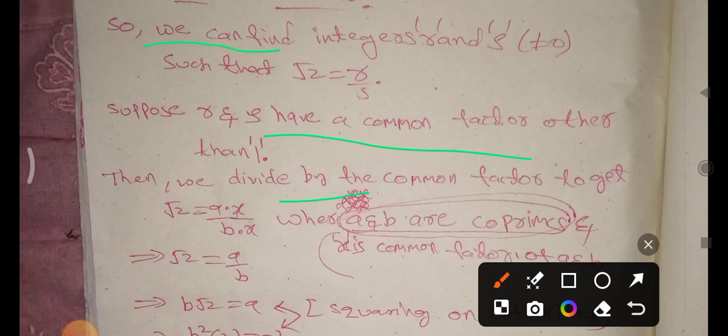then we divide by the common factor to get root 2 is equal to a into x by b into x, where a and b are co-primes. x is a common factor of a and b. Here x cancels. Therefore, root 2 is equal to a by b.